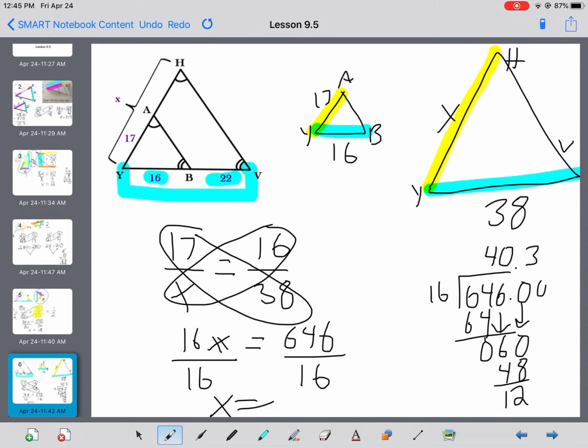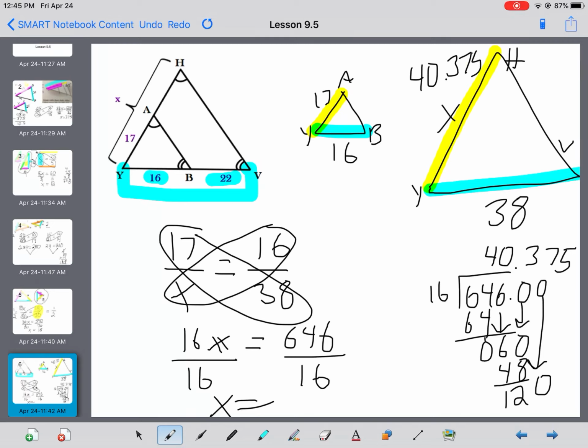I think I'm going to run out of room. Bring it down. I'm going to run out of room, but that's okay. So then I think 16 fits into 120. I'm going to guess that it fits in 7 times. So then I think 16 times 7. You could keep going, but I'll just tell you the answer. I just want you to see how to do that. And I get 40.375. So it's a decimal.